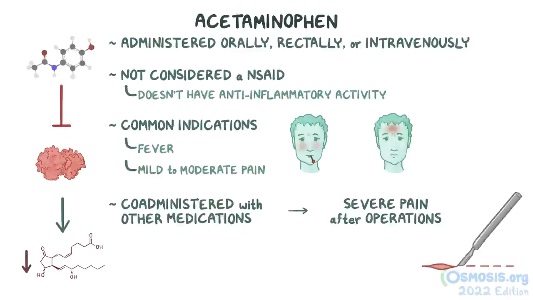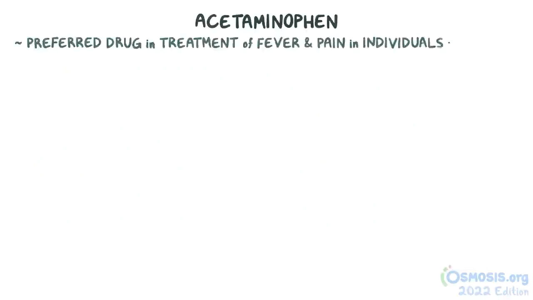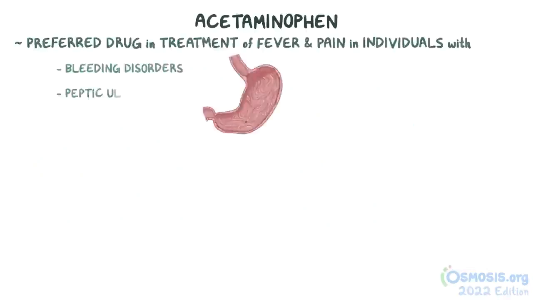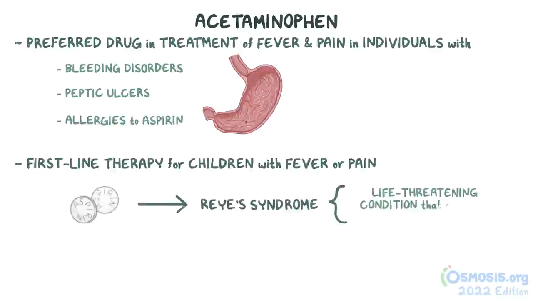Moreover, because it doesn't affect COX in platelets and in the stomach, acetaminophen is a preferred drug in the treatment of fever and pain in individuals with bleeding disorders, peptic ulcers, and individuals allergic to aspirin. Also, it's the first-line therapy for children with fever or pain because aspirin can cause Reye's syndrome, which is a life-threatening condition that can occur after a viral infection. It's characterized by progressive encephalopathy and liver degeneration and is linked with aspirin use.